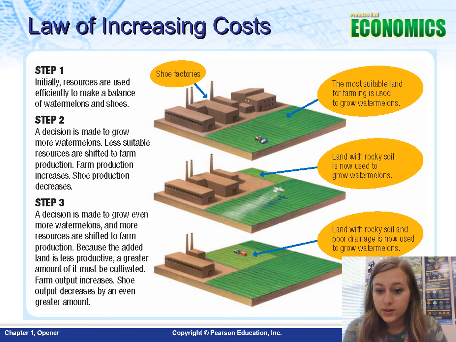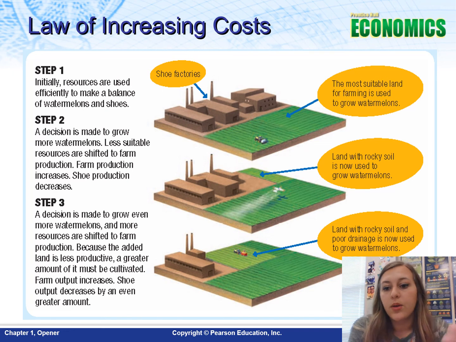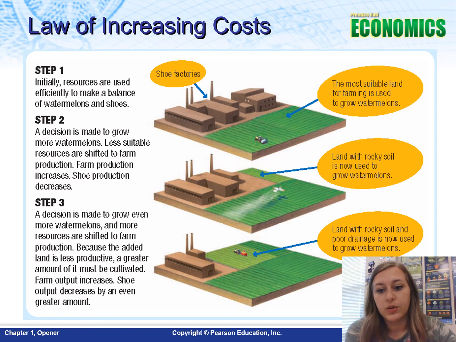So we talked about watermelon and shoes, right? In this example, we start with a 50-50 split, right? 50% of your land is used for shoe factories, while the other 50% is used for watermelon. Now we're obviously going to grow the watermelon on the land that is super fertile farmland, and we're going to put the shoe factory on the less desirable land, right? It's like built on gravel. It doesn't matter though, because it's a factory, okay?